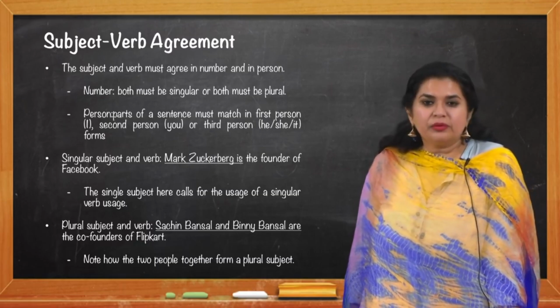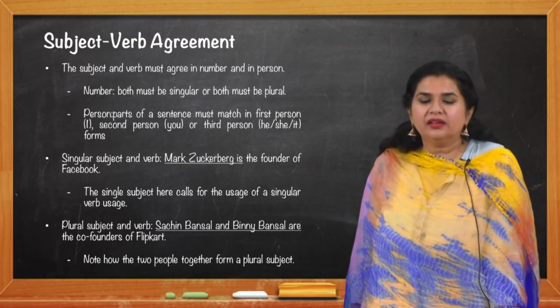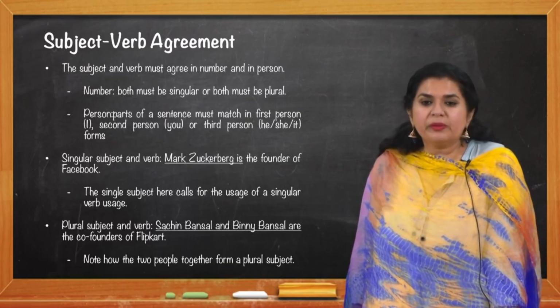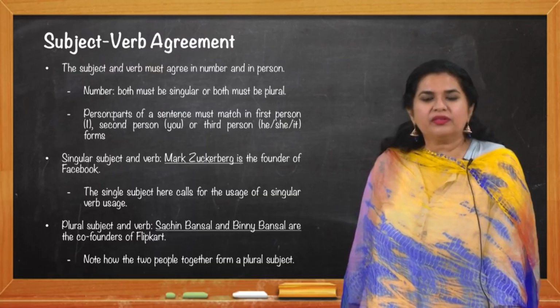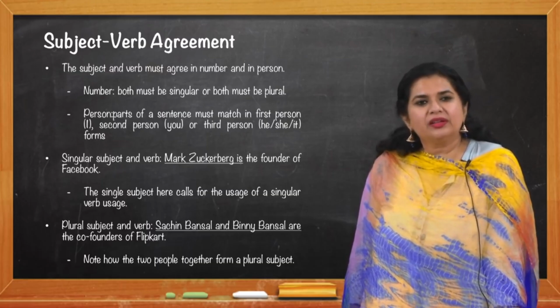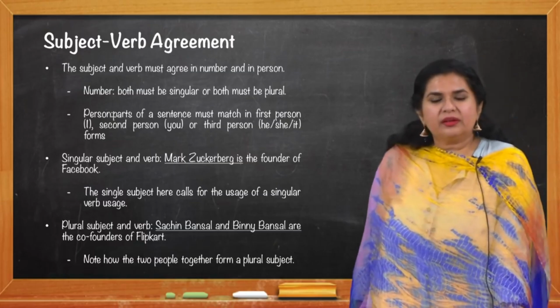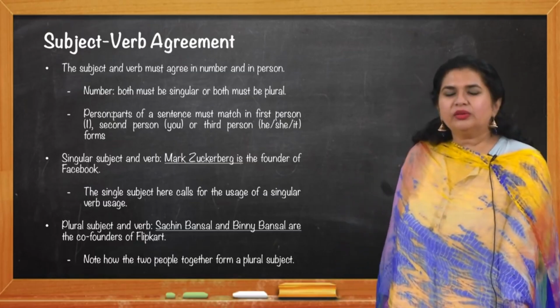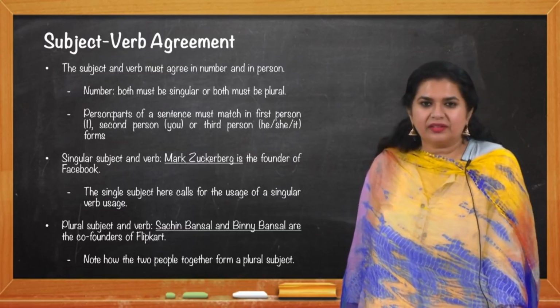Another example, plural subject and verb. Sachin Bansal and Binny Bansal are the co-founders of Flipkart. So, two people together form a plural subject. It is not just because Sachin and Binny are singular, so the verb will also be singular. When two singular subjects come together, we use a plural verb. I know that you are aware of all these rules, but we are just refreshing and revising.